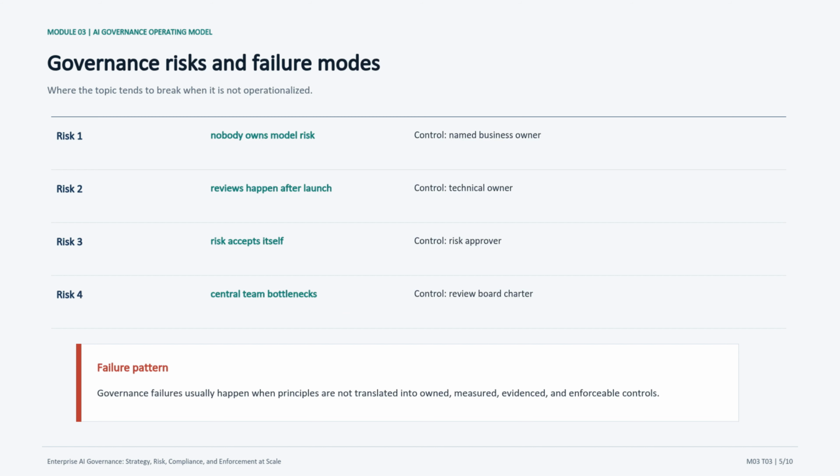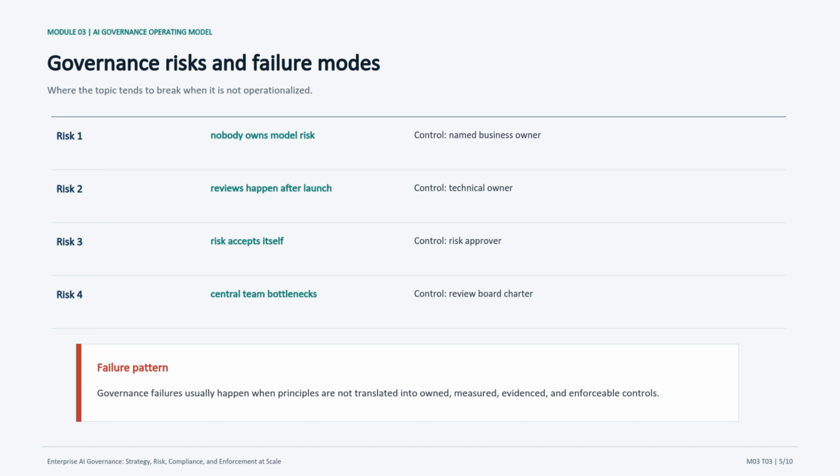This is where the discussion becomes more concrete. I would tell the class every governance topic has failure modes, and our job is to name them before the system is already in production. The risks listed here are tied to controls because a risk without an owner or control is just an observation. For this topic, the control pattern includes named business owner, technical owner, and risk approver.